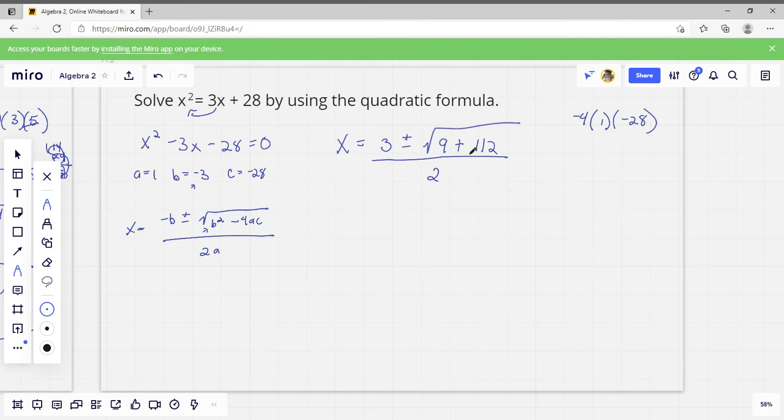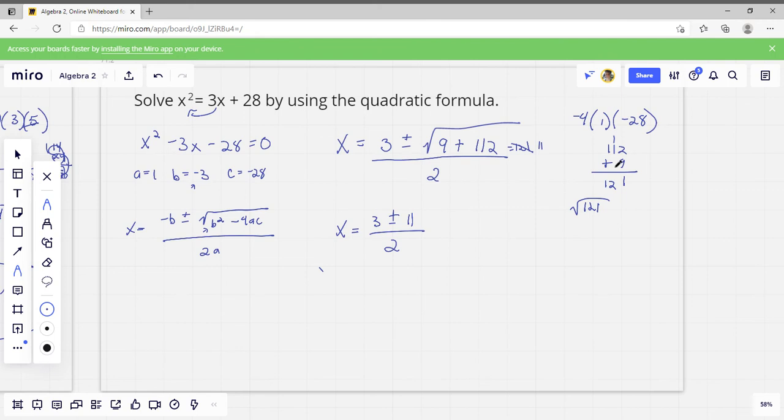Now we need 9 plus 112, which is 121, and the square root of 121 is 11. So I've got x equals 3 plus or minus 11 divided by 2. When I added those together I got 121, and the square root of 121 is 11.